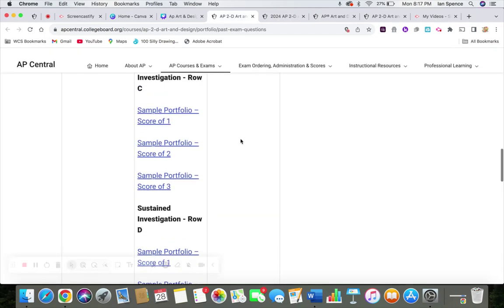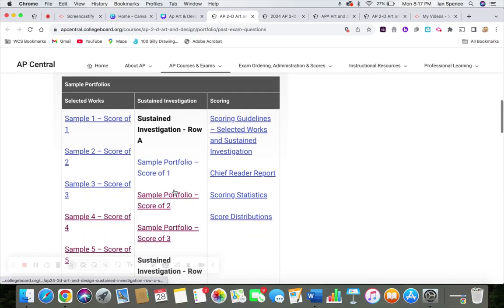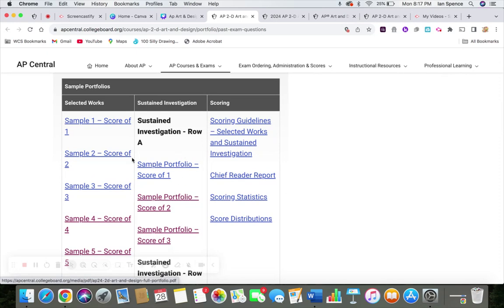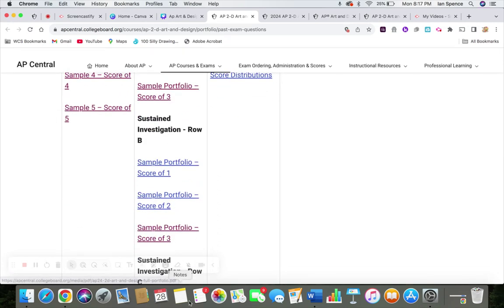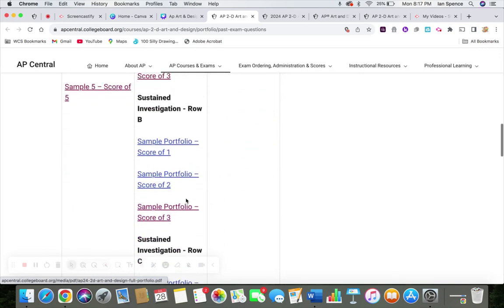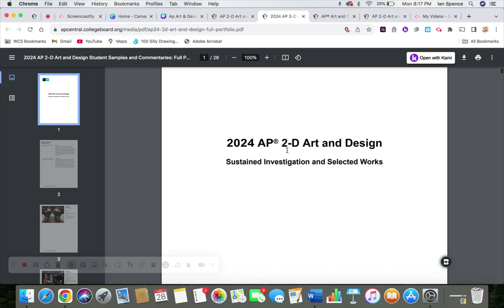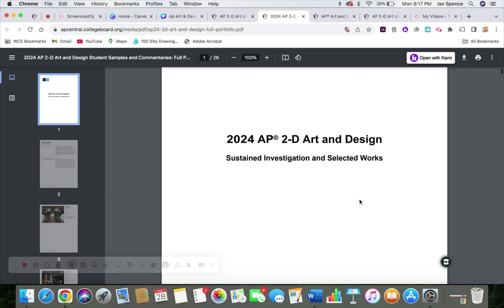But if you wanted to see different sections, like I just showed you how the rubric is in rows, so row A is scored, row B, and they show you what a portfolio looks like when it's scored at a 1 or a 2 or a 3. So this is a great resource to look at. Okay, so I'm going to go back to that portfolio. This is a 2D portfolio.